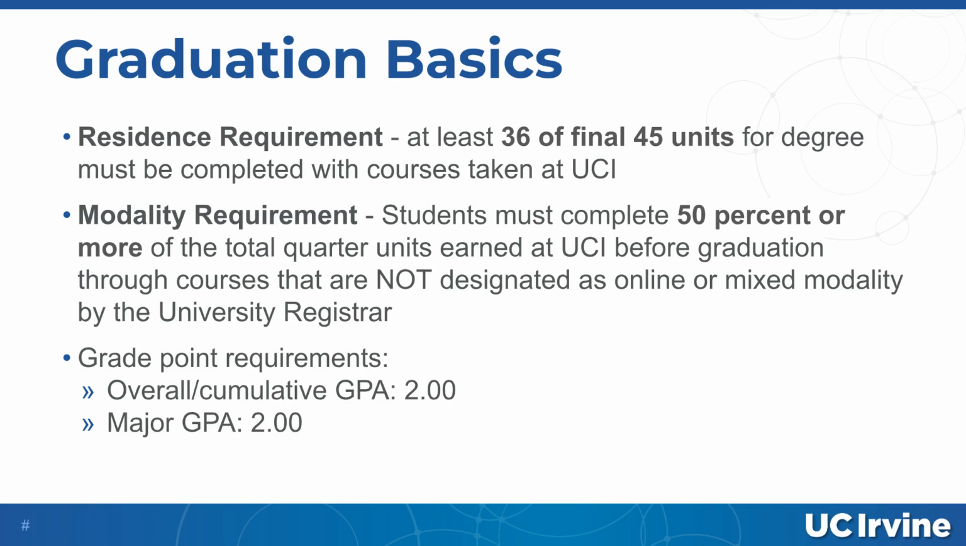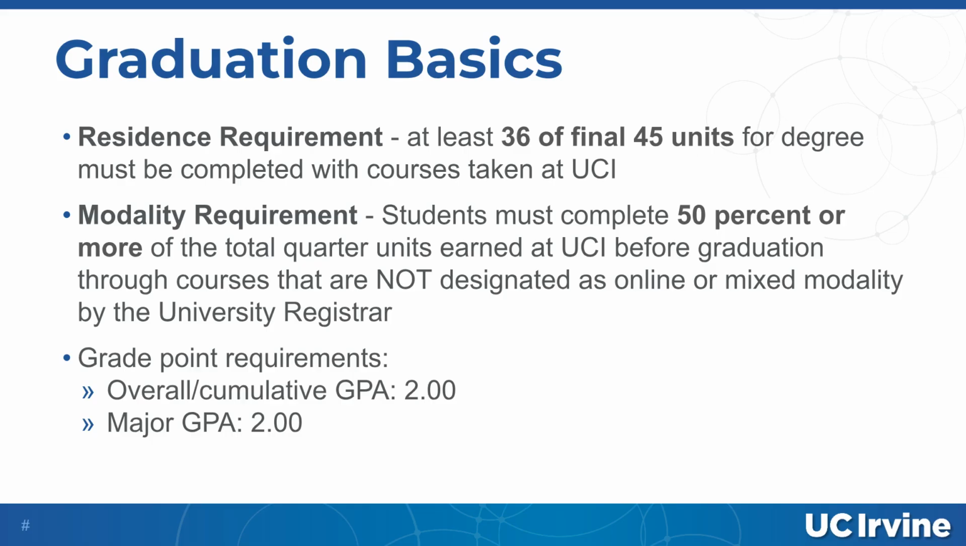Alongside the residency requirement is the modality requirement. This policy states that students must complete 50% or more of the total quarter units earned at UCI before graduation through courses that are not designated as online or mixed modality by the university registrar, unless exceptions have been granted to a degree program. This means you must be mindful of how your courses are offered each quarter, whether online, hybrid, or in person, and ensure that more than 50% of your coursework is completed in person. Completing your entire degree online at UCI is not permitted.